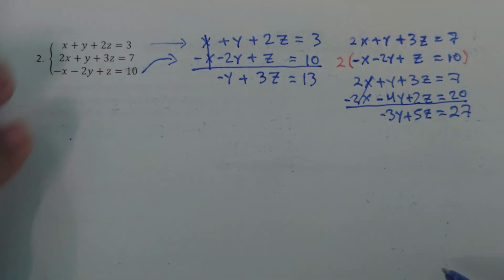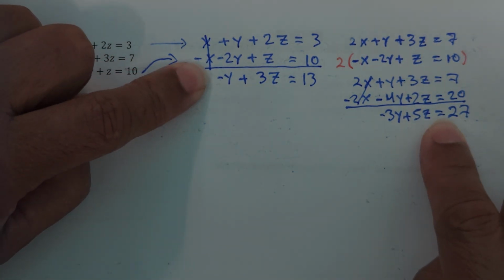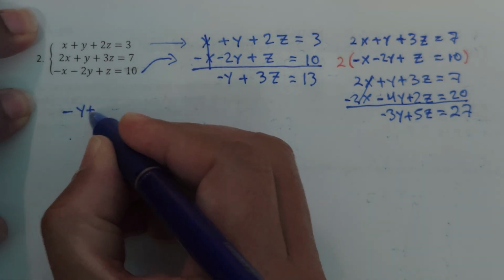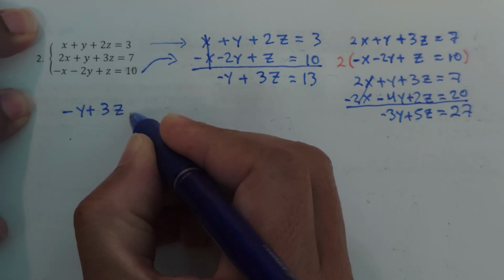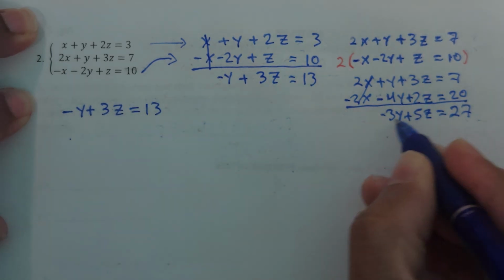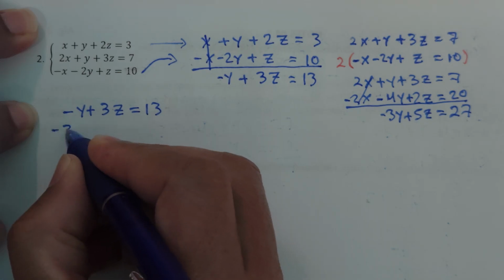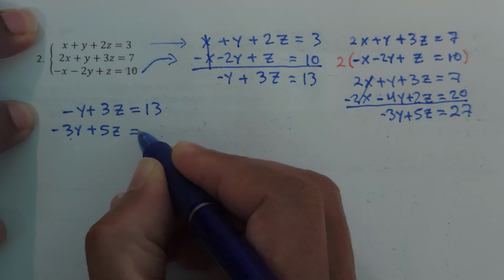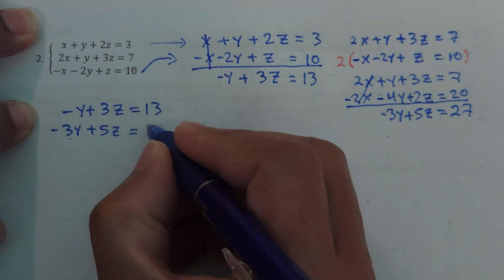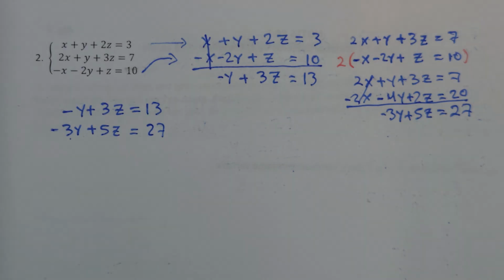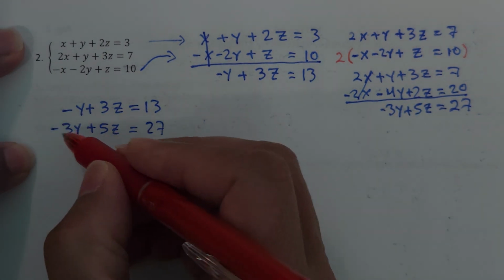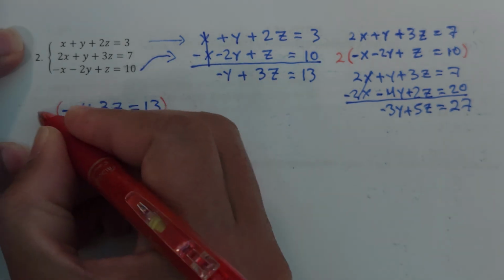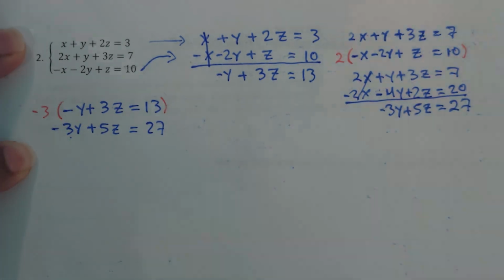Okay, so what I'm going to do next, I'm going to take this equation and this equation, and copy them down. So I have negative y plus 3z equals 13. And this one here, that's negative 3y plus 5z equals 27, right? Now I'm going to eliminate the y's. Notice that this is negative 3y, this is negative y. So I'm going to multiply the first equation by a negative 3 to make those y's positive.